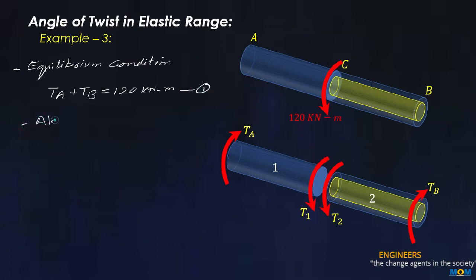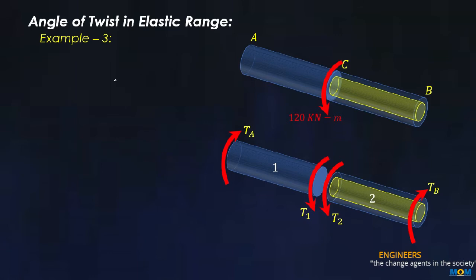Also, we know that the overall angle of twist has to be 0. So phi is equal to phi 1 plus phi 2 is equal to 0. Let's say this is equation 2. Now, starting by using equation 2, we can write this as phi 1 equal to phi 2.